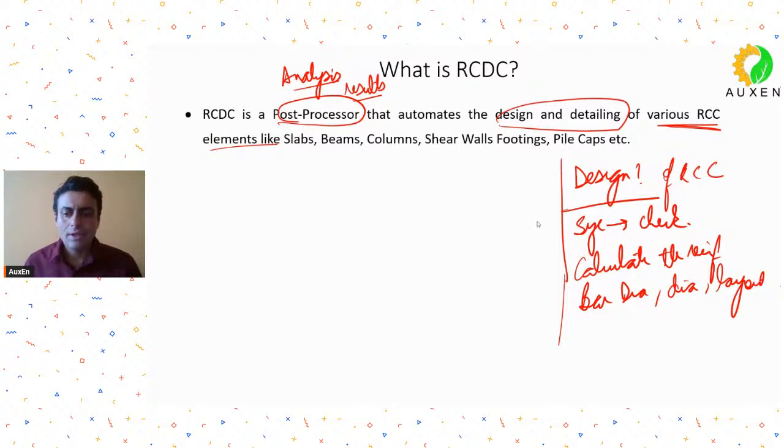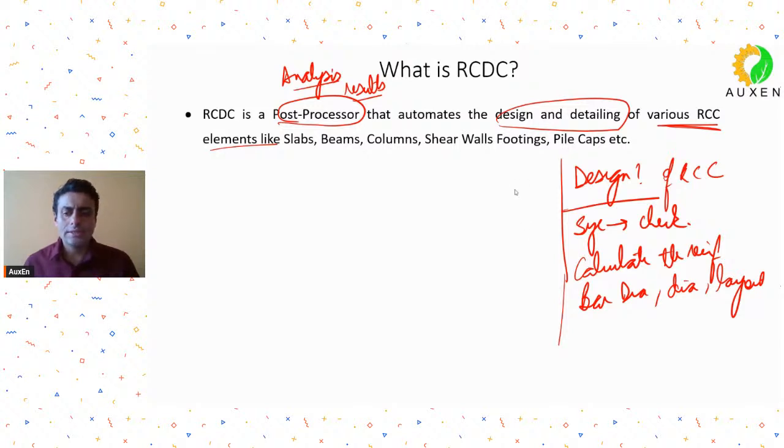It will not do any analysis, I'll repeat. It's a post processor, so it will only do the design of RCC elements. Mainly, it will check the size that you have provided in the analysis file, and then calculate the reinforcement. It will figure out the bar diameter and give you the layout, the number, etc.